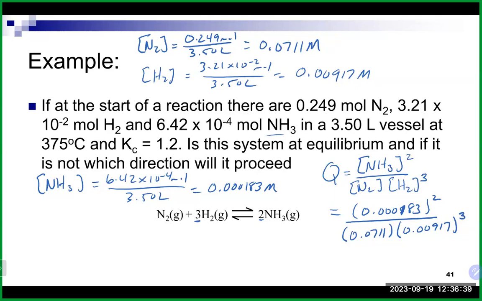All right, so we put this into our trusty calculator here, see what it says. We're going to take the top number there, going to square it. I'm going to divide it by 0.0711. Hit equals, going to divide it by 0.00917 to the third power. And go with 0.611 as our Q value.